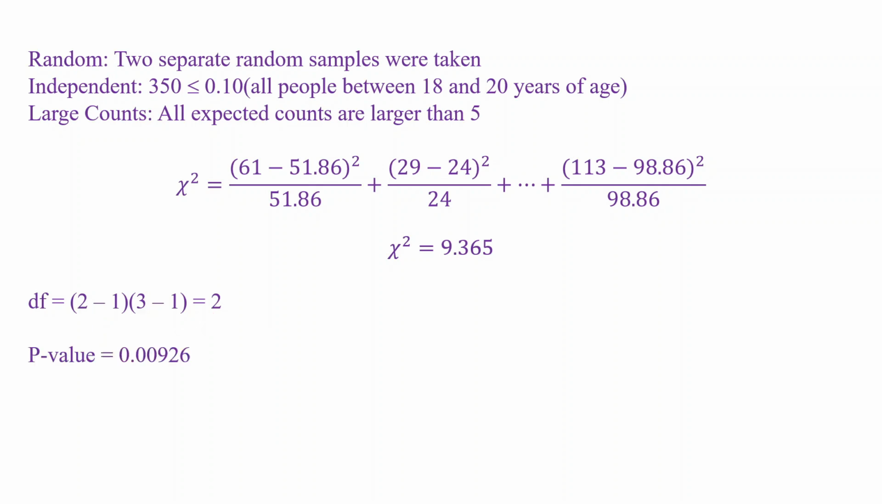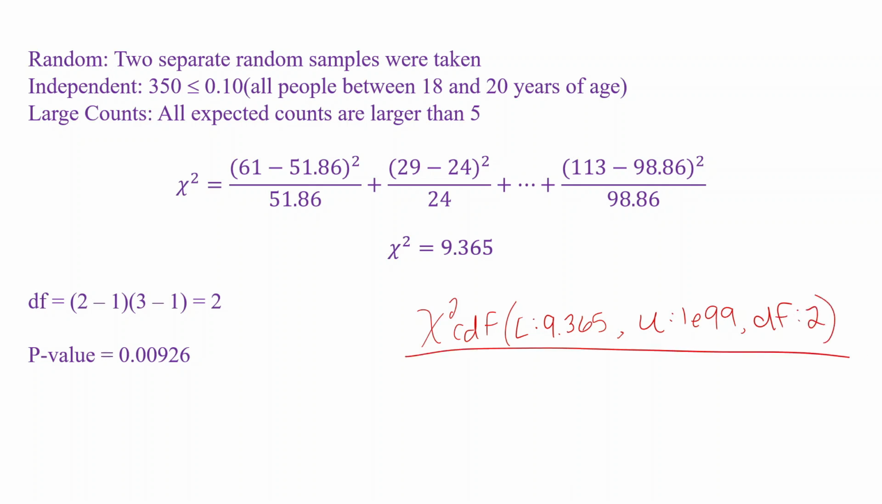Okay. And then from there, we get our p-value. So on the calculator, that was your chi-squared CDF. Your lower boundary is 9.365. Your upper boundary is positive infinity. And your degrees of freedom are going to be 2. Okay. Don't write this down. Don't write down calculator speak on the AP exam. If you write down the chi-squared statistic and the degrees of freedom, and then you write down your p-value, that is totally fine. You are good to go there.